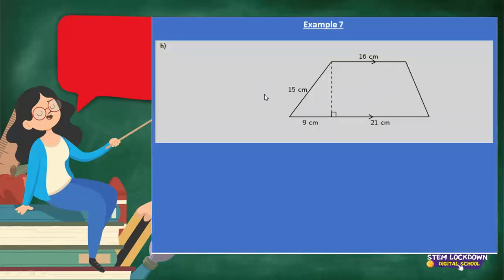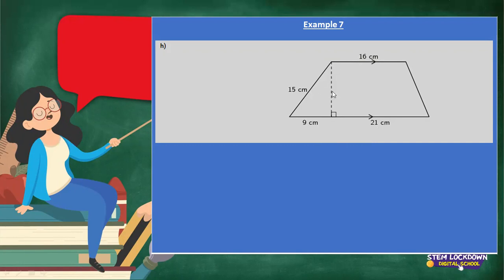This is a trapezium now. Find the area of the trapezium. We say the area is half times (A plus B) times H. Area of the trapezium is half times (A plus B) times the H.